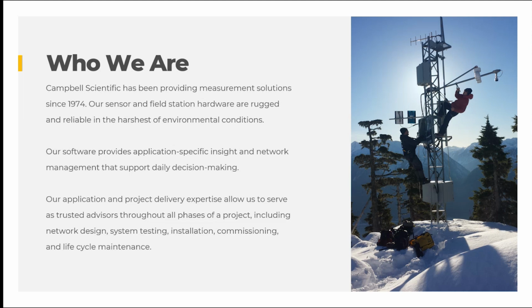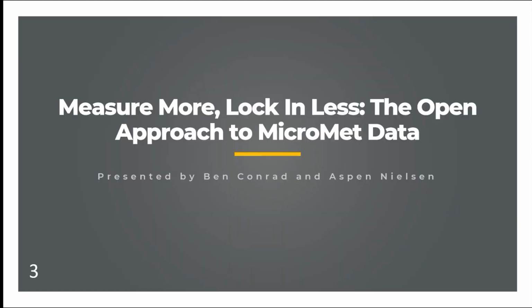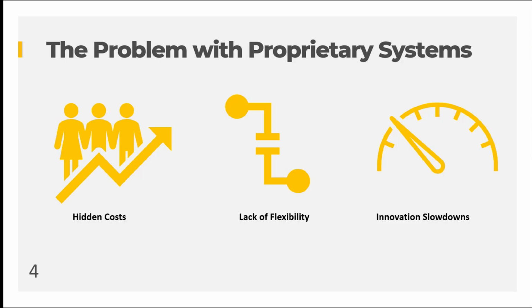Ben, let's start by discussing proprietary or closed architecture designs. What challenges do you see with this framework? Thanks, Aspen. Some of the problems that you have with proprietary systems, whether these are micromet systems or other general meteorological stations, is you can incur hidden costs. Sometimes they have lack of flexibility, and they can actually lead to innovation slowdowns. So let's explore each of these individually.